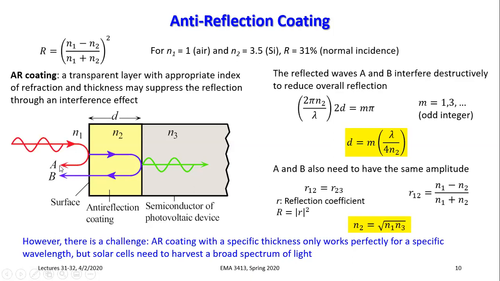And then also, what about the angle, the incident angle? This is only for normal direction, but that's only one special situation. When you go to other angles, again, you're going to see a non-zero reflectance.